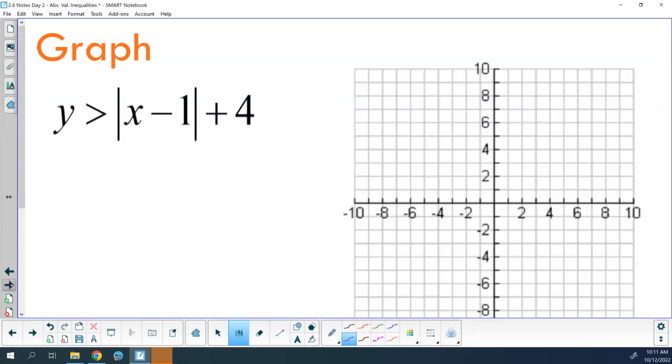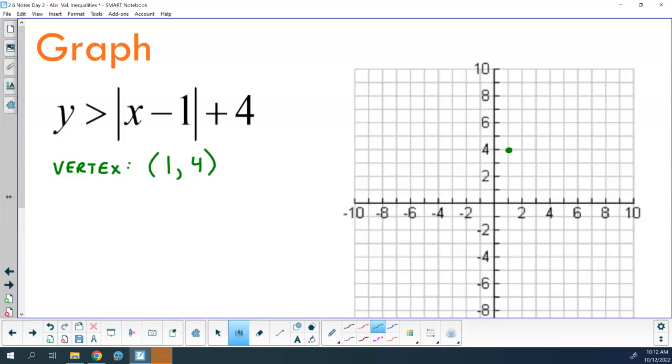Y is greater than the absolute value of x minus 1, then plus 4, on those pieces of graph paper that you have. So my question to you off the start is, where is my vertex? Do we agree with negative 1, comma 4? It's positive 1. You got to think oppositely on H. So positive 1, comma 4. So we go to positive 1, comma 4. That is right 1, up 4. We put ourselves a dot right there.